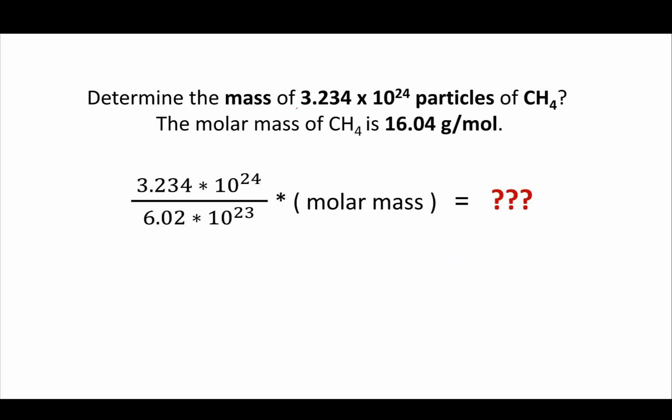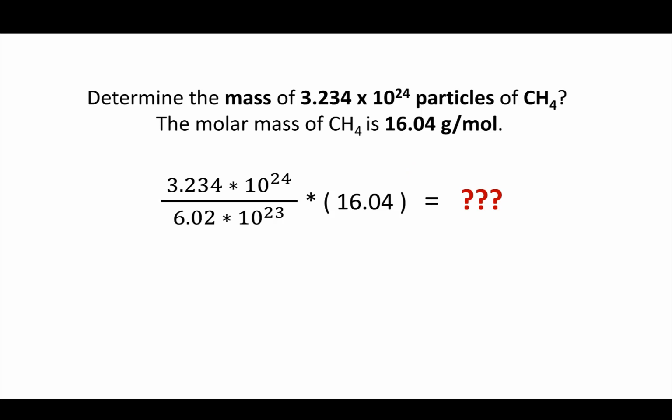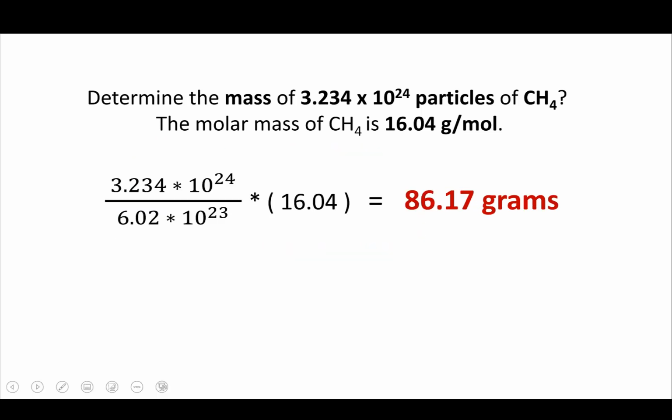We are first going to take our number and divide it by 6.02 times 10 to the 23rd, then multiply by the molar mass. Now we might have to calculate this, but in this case we don't, because they give it to us. 16.04. So that number goes into the molar mass. We just put this whole thing into a calculator. We don't have to worry about it. And the answer is 86.17 grams.